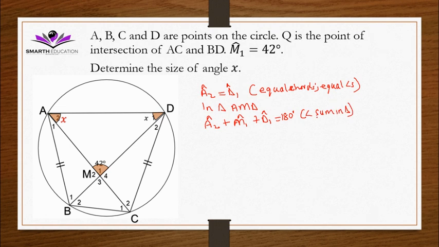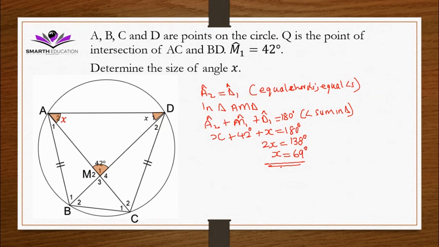Now we can find what our X is, because A2 is X, so it's X plus 42 degrees plus X is equal to 180 degrees. Then 2X equals 180 degrees minus 42, which is 138 degrees. We divide both sides by 2 and get that X is equal to 69 degrees. Done. We've managed to find the value of X. Okay. Right, now let's do the last one.